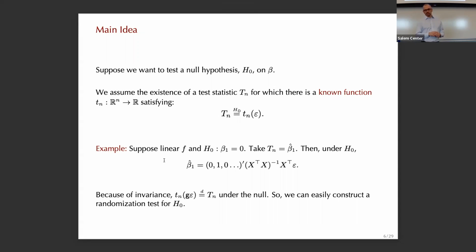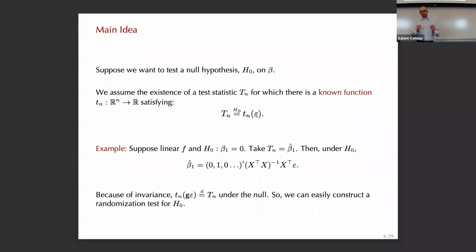We have a null hypothesis H naught on the betas. So how does this method work? First of all, we're going to assume that we can find a test statistic, T of n, some function of the data, such that when the null hypothesis is true, it is a known function of the errors. Okay? So I want to come up with a test statistic. I need a test statistic in order to apply this method.